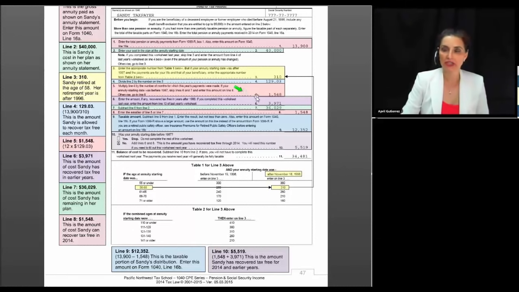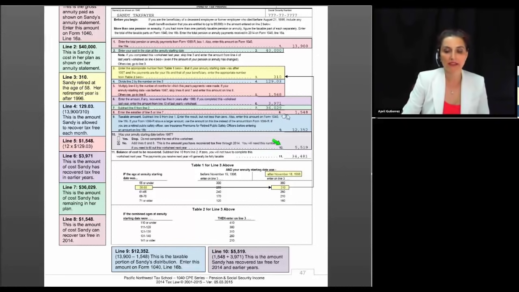$1,548 is the amount that she can recover tax-free this year, provided she has not already fully recovered this original $40,000 cost. Well, she isn't close to having recovered $40,000. She's only recovered $3,971 to date. So we're going to take the $1,548 she's recovering tax-free this year and add it to the $3,971 from earlier years. And that means that for 2014 and earlier years, the amount she has now recovered tax-free is $5,519.